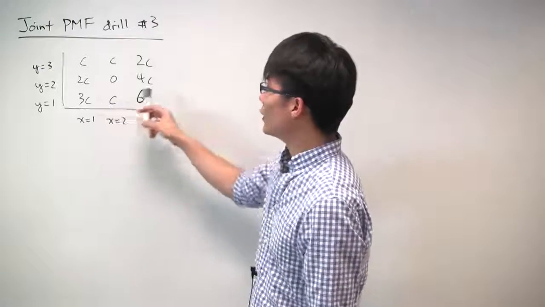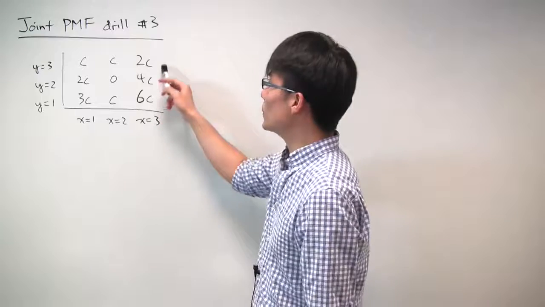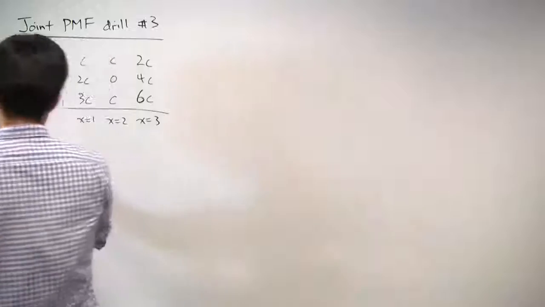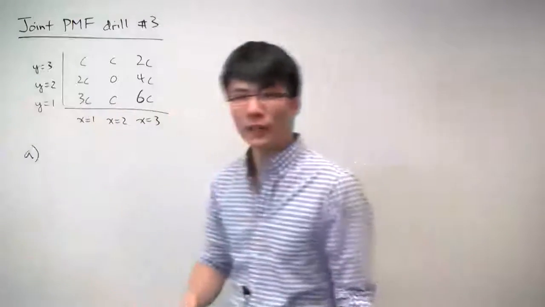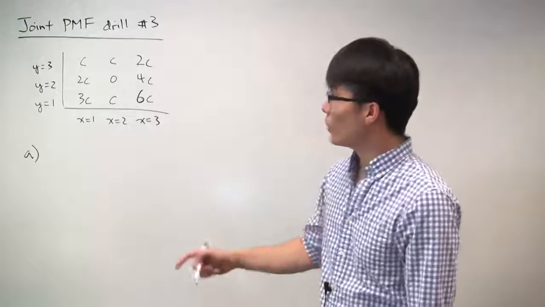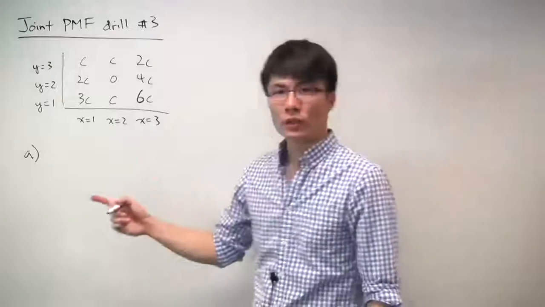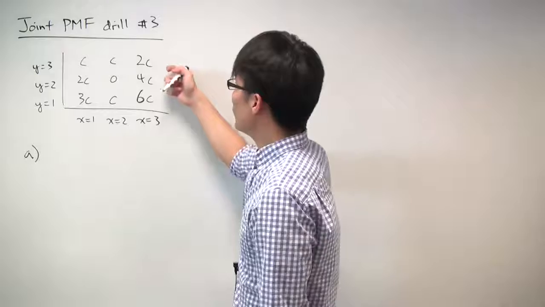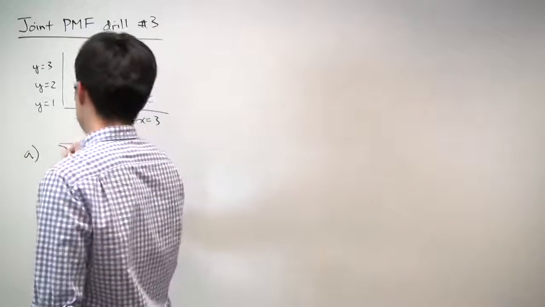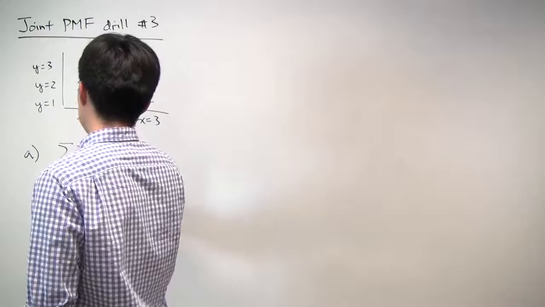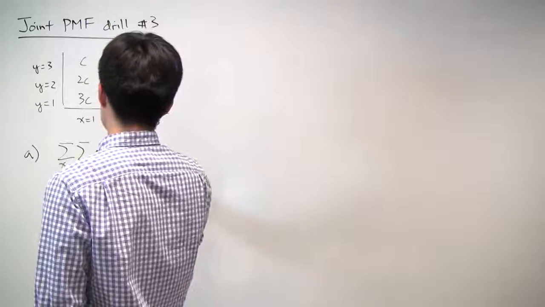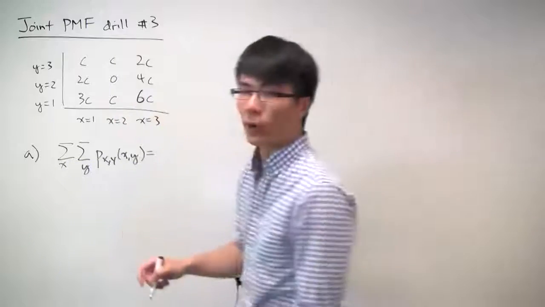And in the beginning, we're given them in terms of some constant c. And the first part of this problem, part A, asks us to find out what exactly this constant is. So how do we calculate this? Well, we know that the sum of all these probabilities has to equal 1. So when you sum over all the x's and all the y's of the joint PMF, you know that this has to equal 1.